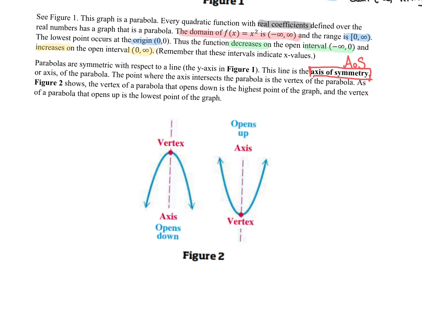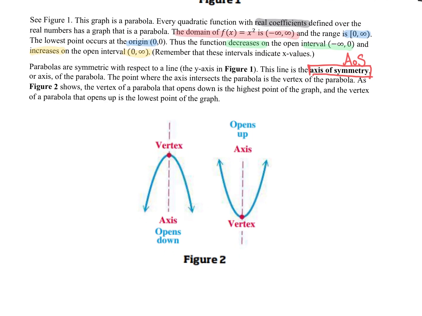And this is what I was referring to earlier, opening up and opening down. If the parabola opens down, then this vertex right here is called a maximum, because it's the highest point. But if this parabola opens up, then this vertex right here becomes a minimum, because it is the lowest point.